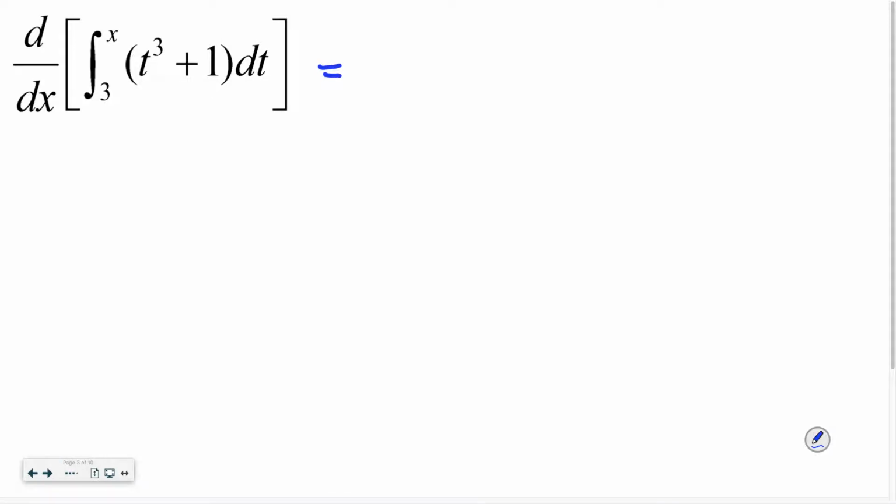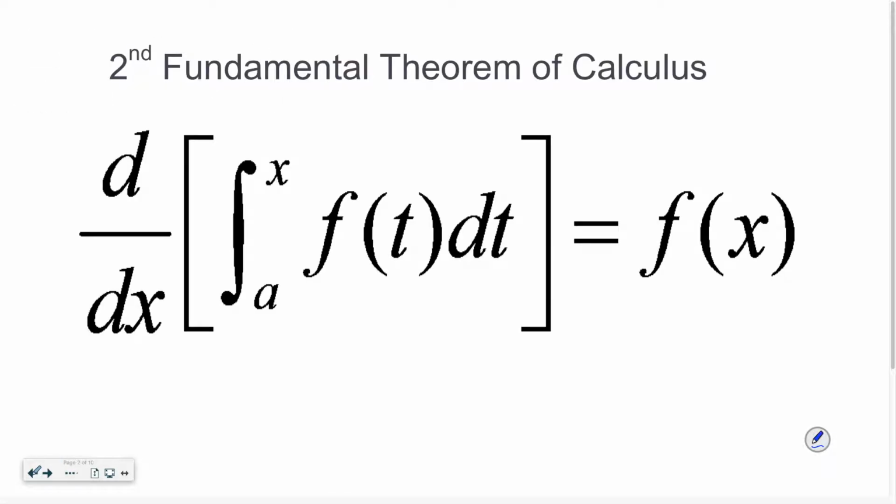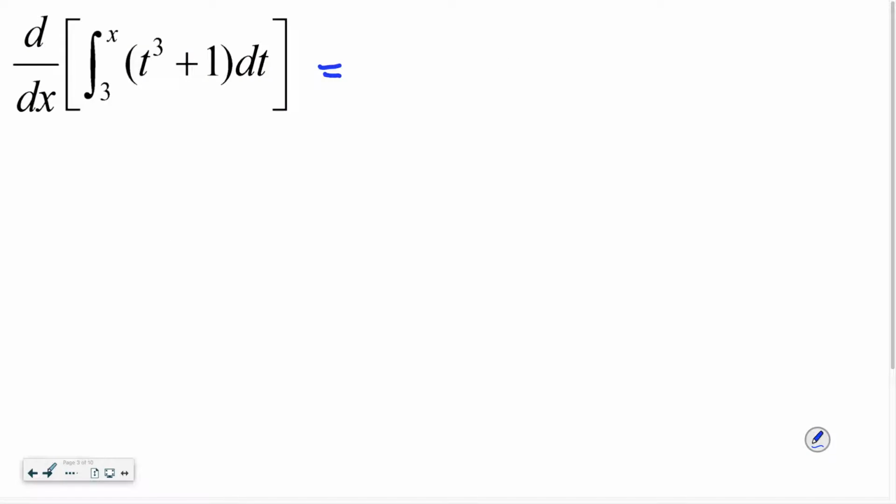Okay, so coming back to our definition, a just needs to be any constant. That's what we have, right? 3 to x. So the derivative of the antiderivative from 3 to x of t cubed plus 1, all we got to do is plug x in. We have x cubed plus 1.